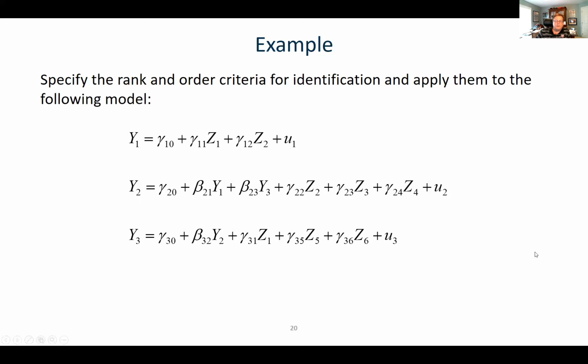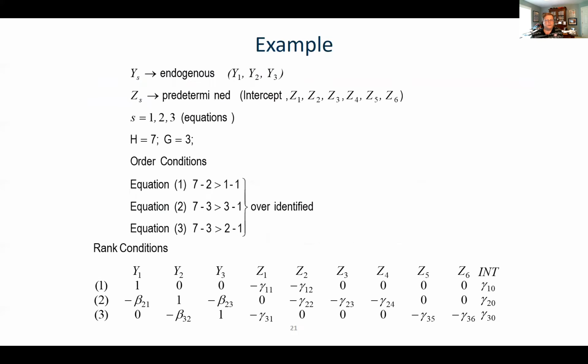Oh, by the way, I may have misspoken. In the second equation, notice that y1 and y3 appear in y2, but that doesn't exist in the first equation, and it doesn't exist in the third equation. So back to our story about identification.